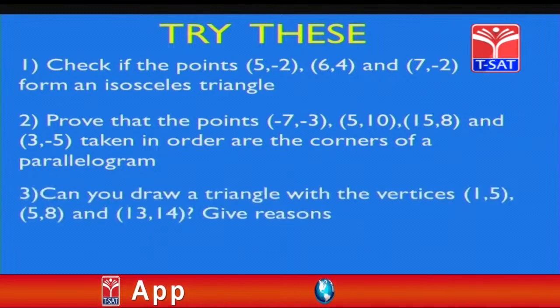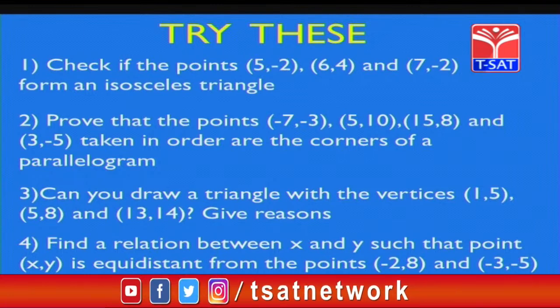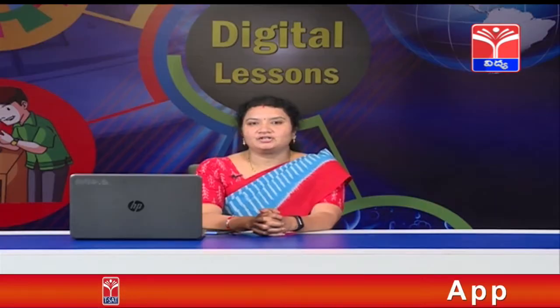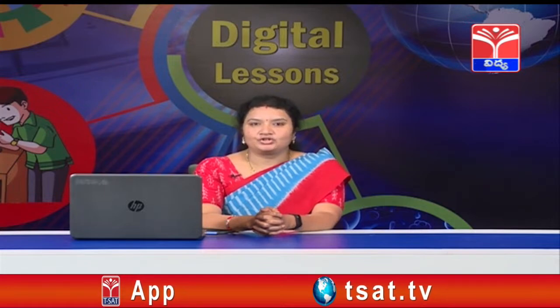Can you draw a triangle with the vertices (1, 5), (5, 8) and (13, 14)? Give reasons. And find a relation between x and y such that point (x, y) is equidistant from the points (-2, 8) and (-3, -5).